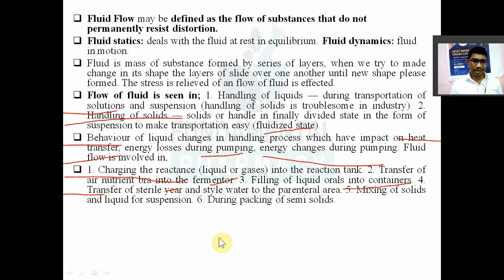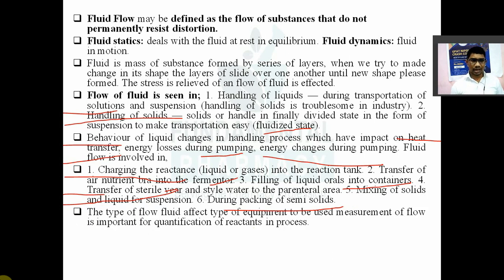So at that time also flow of fluid is involved. Mixing of solid and liquid or suspension, at that time also flow of fluid is involved. So for mixing also flow of fluid is important. During the packing of semi-solid preparations like ointments and creams, at that time also flow of fluid is involved. So these are the areas where you will encounter fluid flow, right?